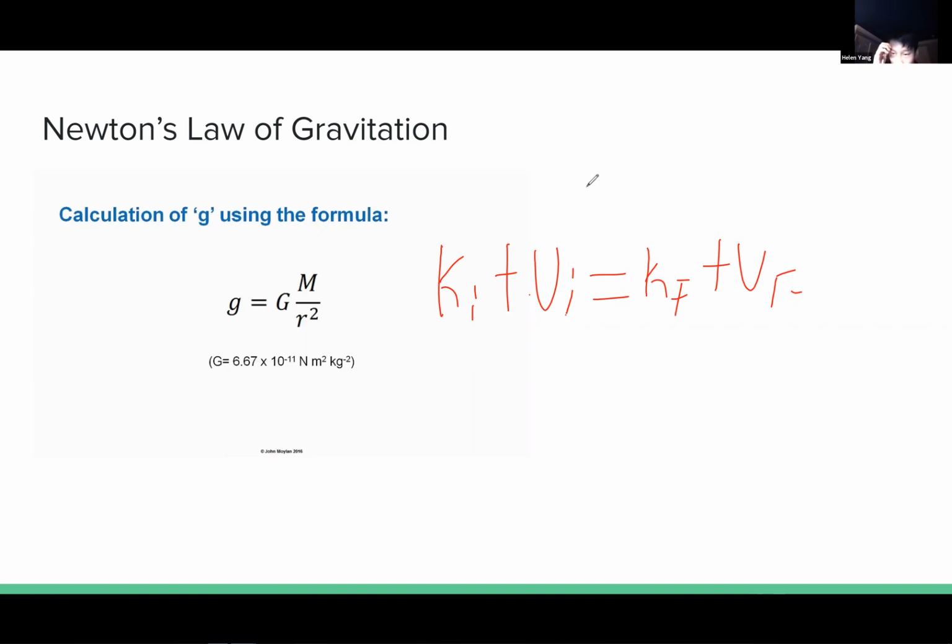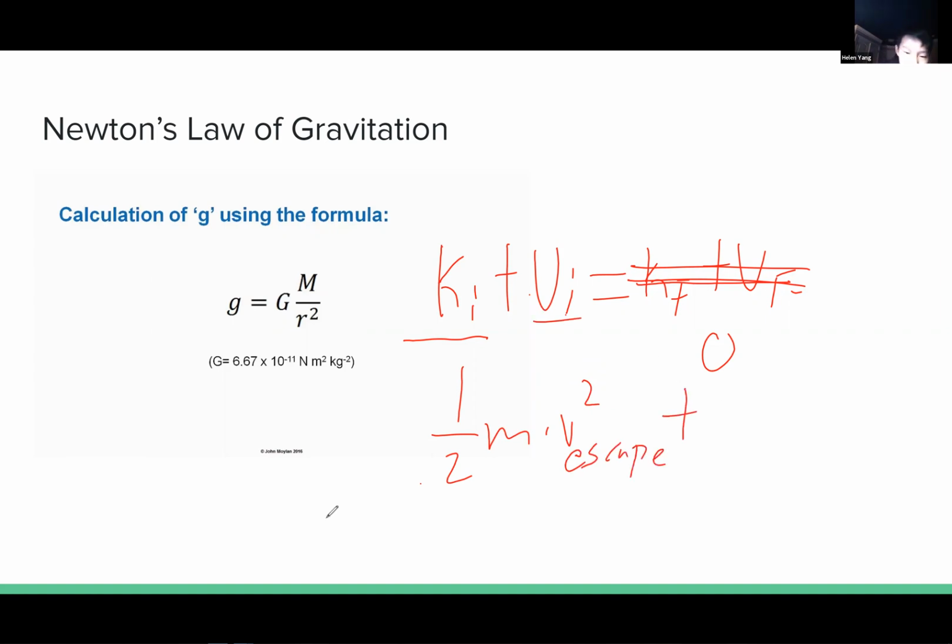So if you're leaving Earth at extremely high speed, then let's say it would go to an infinite distance. So this final part would just go to 0. And for the initial kinetic, let's say it's 1/2 times m times the escape velocity squared, v escape squared, plus the potential, which would be mgh. And for g, you could write that as g times m over r squared.